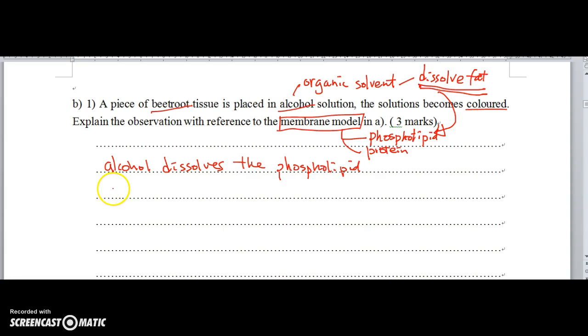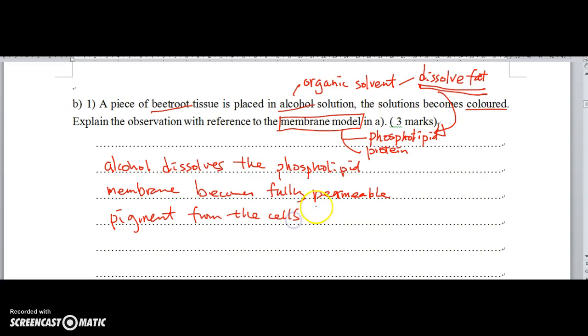And secondly, when the phospholipid is dissolved, the membrane becomes fully permeable. When it is fully permeable, the pigment from the cell leaks out or diffuses out. Therefore, it has the color.